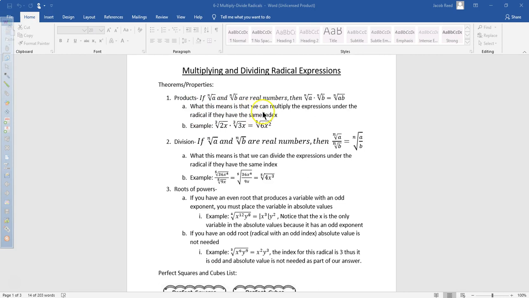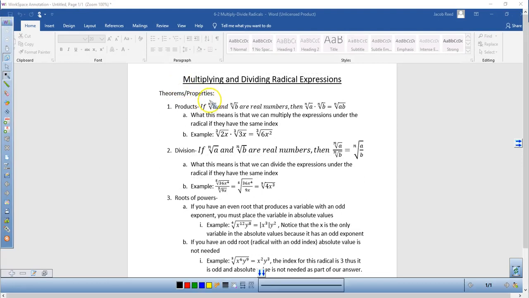What we actually mean by this is that if we have two radicals that have the same index, remember, when we talk about an index, we're talking about this little number right here. In this case, we're talking about n. Well, then we can multiply these expressions under the radical. So a times b, put them under one radical with that same index.